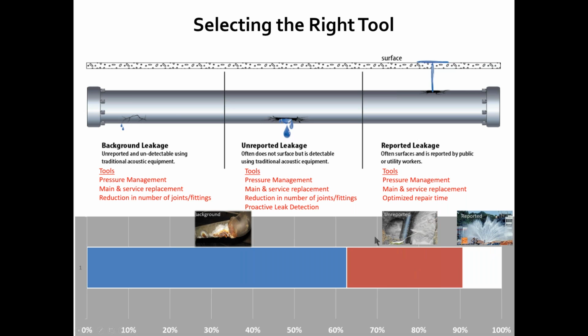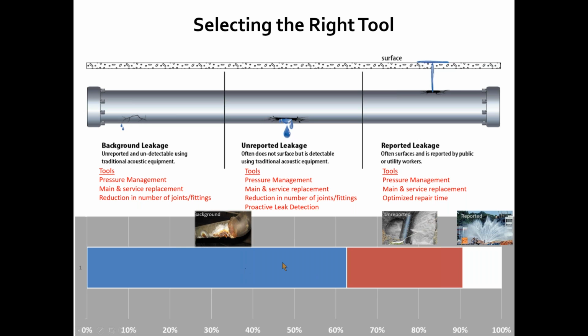Some leak detection might find some stuff, but probably is not going to make a big dent, and therefore they've got to look at other tools. Optimizing how pressure is managed and modulated within the system is a big part of that tool. And then it really gets into asset replacement.